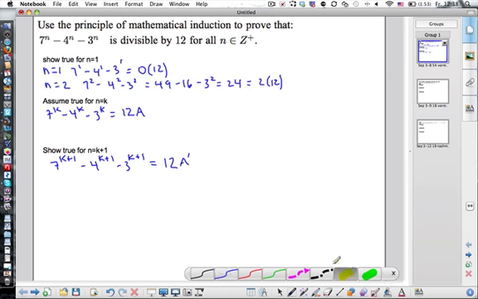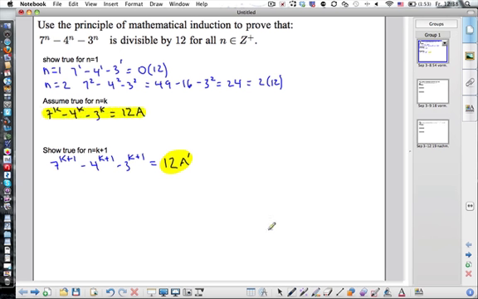So this is our goal right here, and this, in some form or another, is our substitution piece. I'm just going to pick one of these values here. I'll pick 7 to the k because they can turn all positive. So 7 to the k equals 12a plus 4 to the k plus 3 to the k. So I get this.